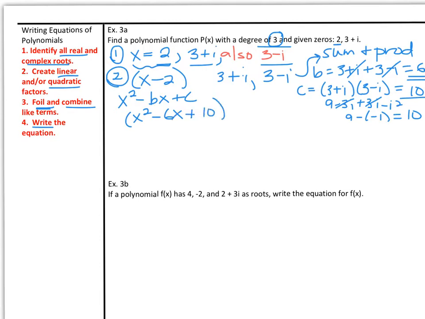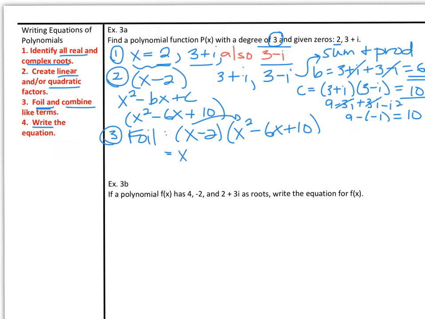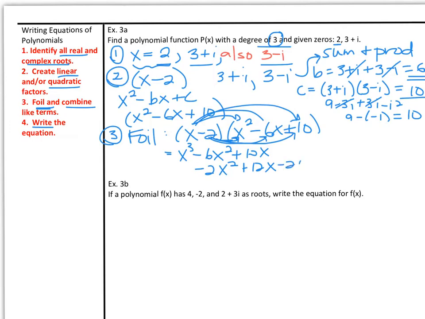Now those two factors should generate a polynomial function of degree 3, or a cubic function. To get that, we're going to FOIL. I'm going to take my linear factor of x minus 2. I said x plus 2 at first, that would have changed things. And x squared minus 6x plus 10. Let's FOIL and see what we get. If I take x times x squared, I would get x cubed. x times -6x would be -6x squared. And x times positive 10 would be 10x. -2 times x squared would be -2x squared. -2 times -6x is positive 12x. And last but not least, -2 times 10 would be -20.